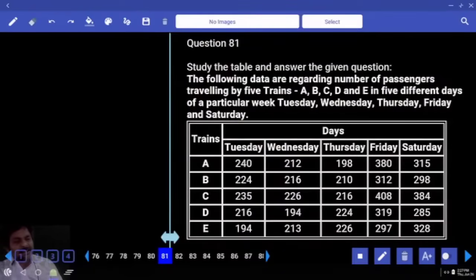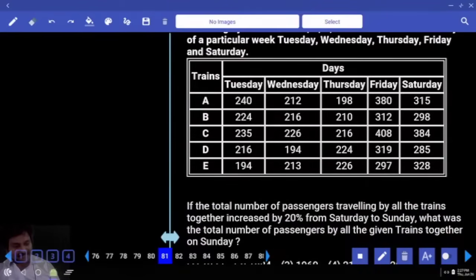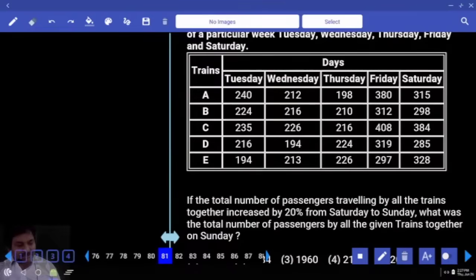The following data regarding number of passengers traveling by 5 trains A, B, C, D, E in 5 different days of a particular week: Tuesday, Wednesday, Thursday, Friday, Saturday. The total number of passengers traveling by all the trains together increased by 20% from Saturday to Sunday. What was the total number of passengers by all the given trains together on Sunday?